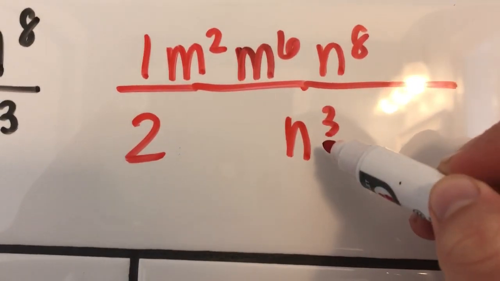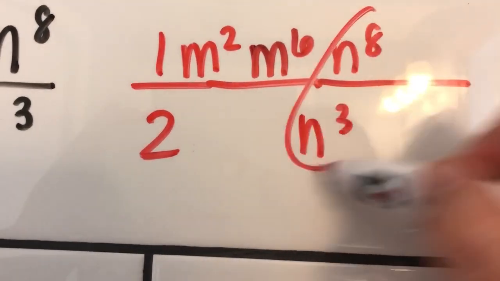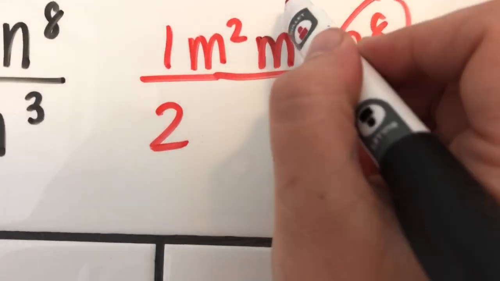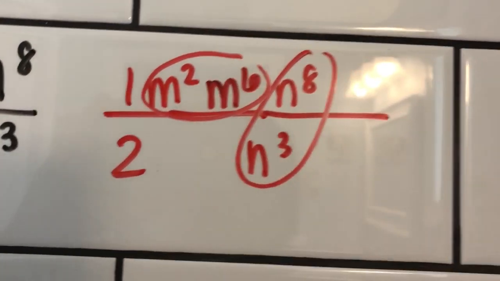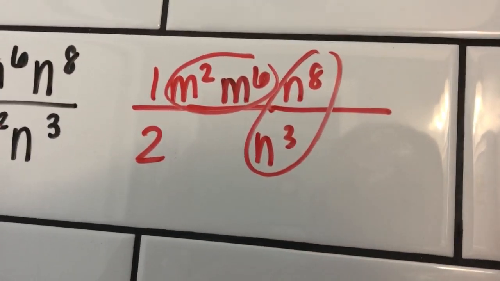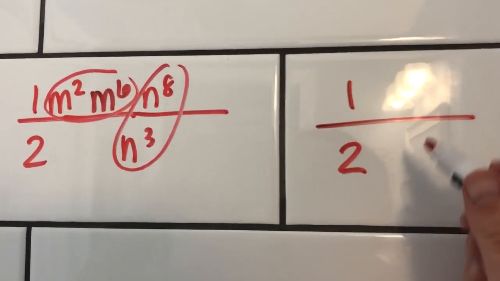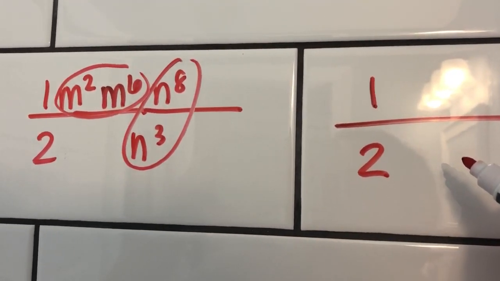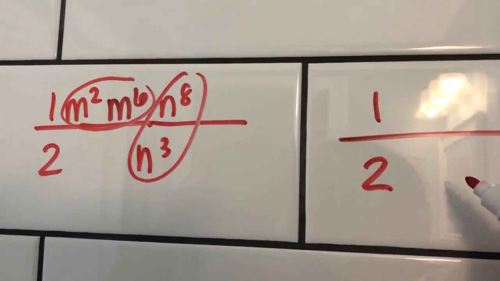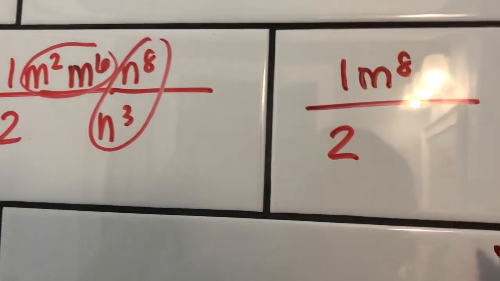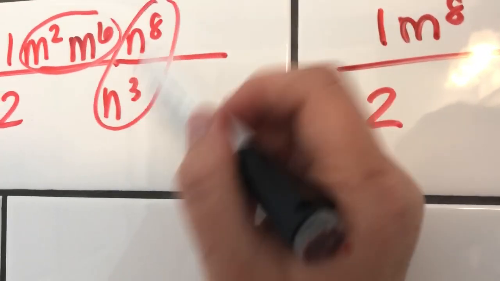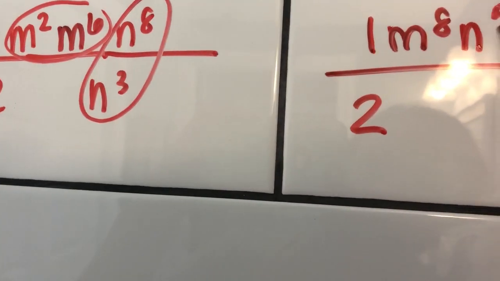So n to the 8th over n to the 3rd, we know we multiply when we're dividing. And here, when we're multiplying, we add. So I know how to simplify both of those right now. I have 1/2, I know that out front. And when I combine the m's, m squared times m to the power of 6, that means I add the exponents, so I have an 8. And I subtract when I'm dividing, so I have n to the power of 5.